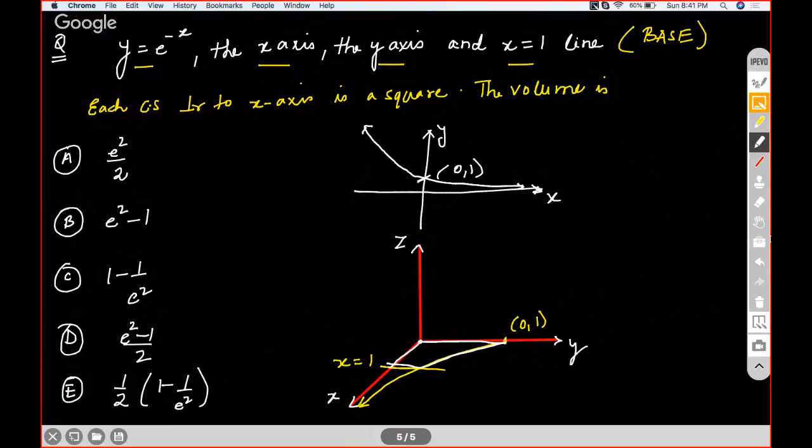Now your cross-section area is made parallel to the x-axis. So you are making the cross-section area like this. Correct? Yes, sir. This is a square. This is always a square. You can draw well. Good. Try it out.